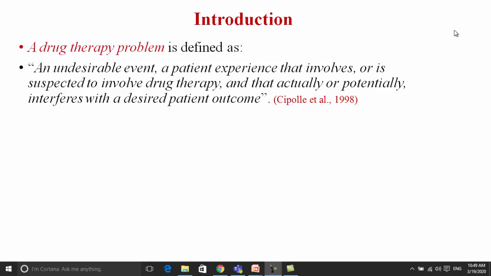So what's a drug therapy problem? A drug therapy problem is defined as an undesirable event that a patient may experience that involves or is suspected to involve drug therapy, and that actually or potentially interferes with the desired patient outcome, that actually or potentially interferes with the patient's quality of life. So this describes what this term defines, simply what a drug therapy problem is.